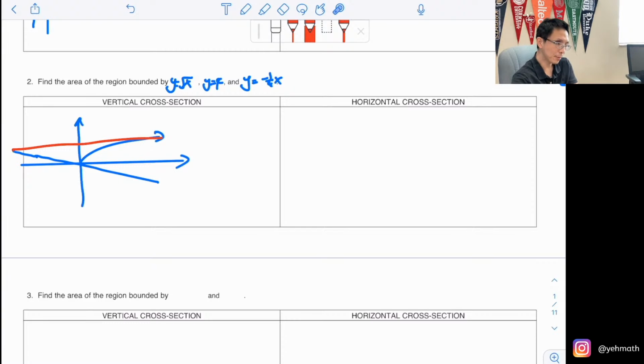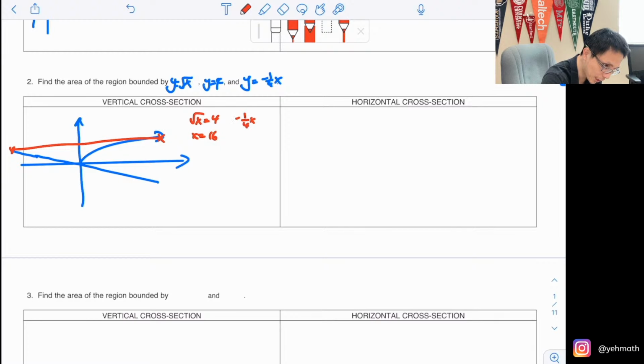Now, first you have to find out where the intersections are. How do I find those intersections? Set the equations equal to each other. So square root x equal to 4, x equal to 16. Does that make sense? And set negative 1/4 x equal to 4, so x equal to negative 16. So here it's going to be negative 16, here it's going to be 16.